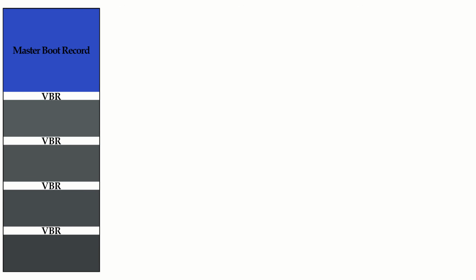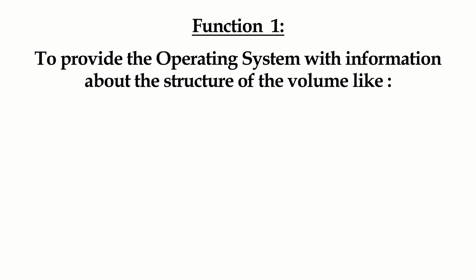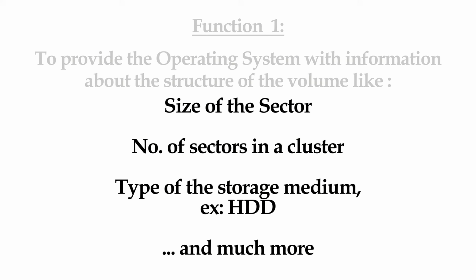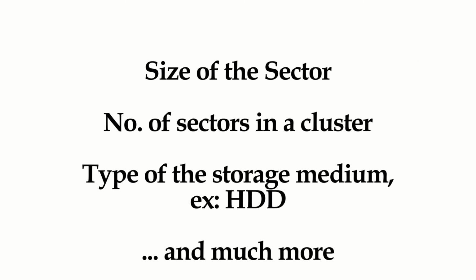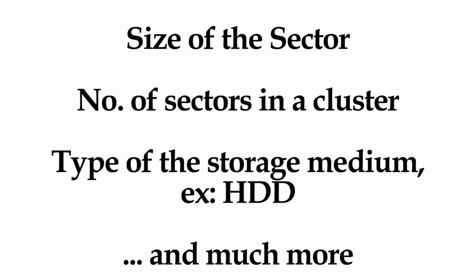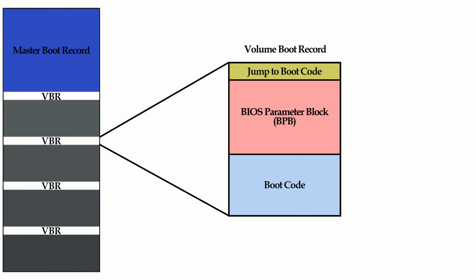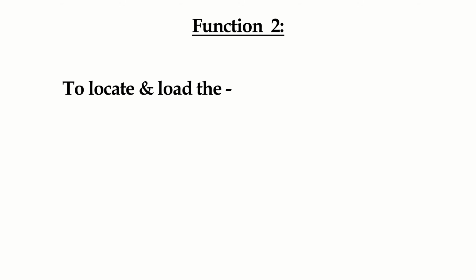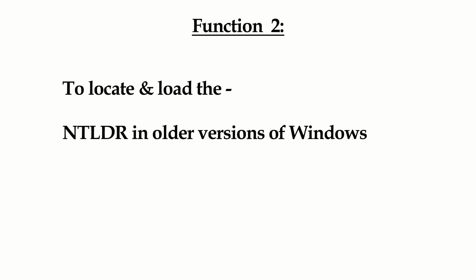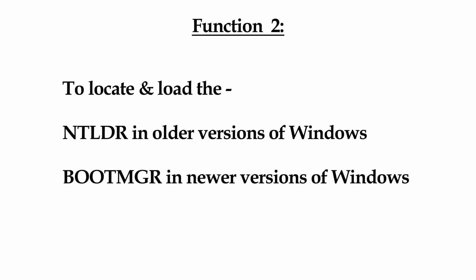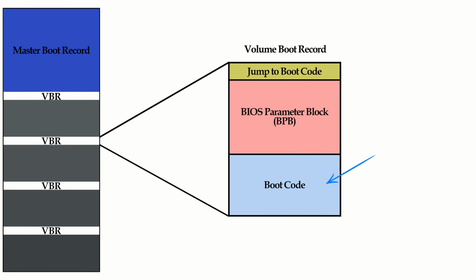The two main functions of the volume boot record are to provide the operating system with information about the structure of the partition, like size of the sector, number of sectors in a cluster, type of the storage media, and much more, which is contained in the BIOS parameter block. And the second function is to locate and load the NTLDR in older versions of Windows and bootmgr in newer versions of Windows. That is done by the boot code or bootstrap program.